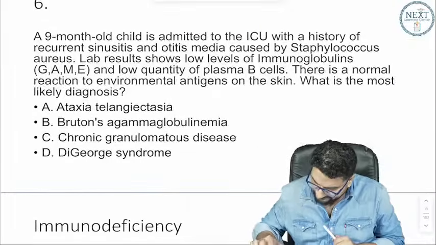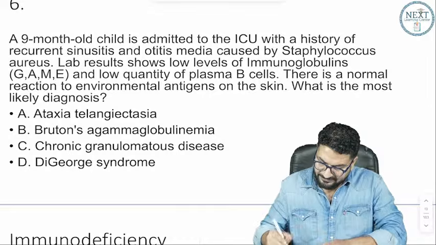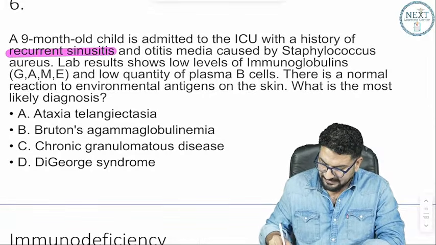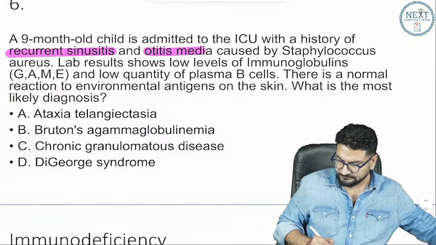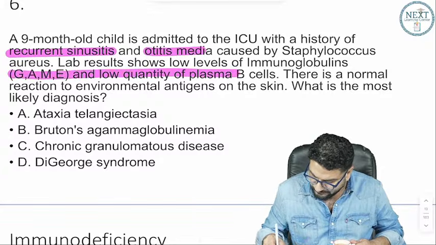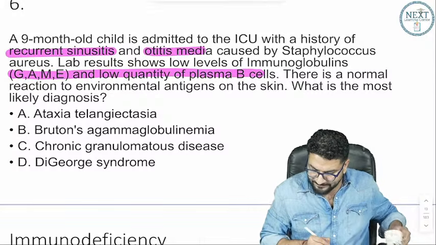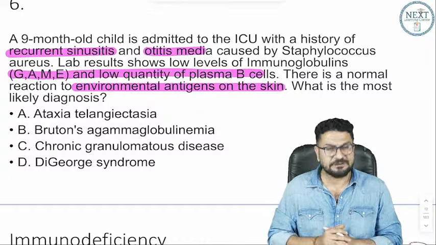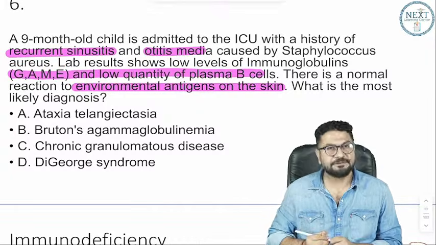So let's see the next one. A 9-month-old child is admitted to ICU with a history of recurrent sinusitis. So history of sinusitis, first hint in the question, and otitis media, followed by staph aureus infection. Lab results show low level of immunoglobulin and low quantity of plasma B cells. Normal reaction to environmental antigen on the skin. What is the most likely diagnosis? Anyone? Okay.